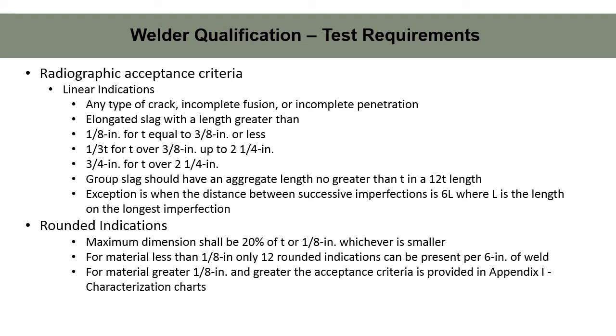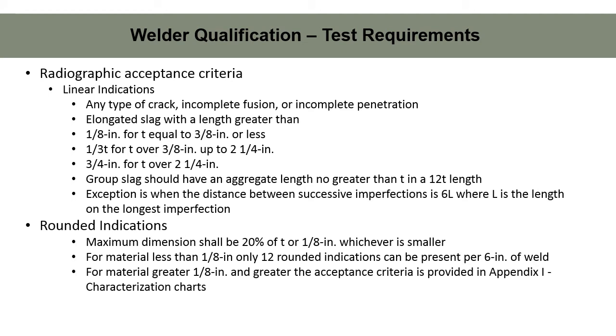Here you can see the different acceptance criteria. So if you're going to qualify your welders to a certain code, I don't know which one this is from, but you can see the radiographic acceptance criteria. Cracks, incomplete fusion, or incomplete penetration are cause for rejection. As is elongated slag, it gives you the lengths. Rounded indications.